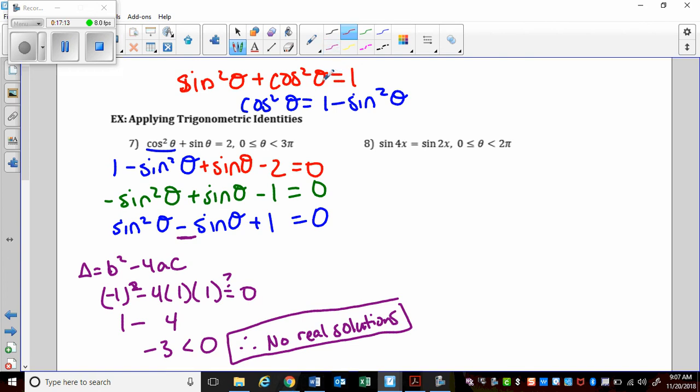Alrighty, and this one, it looks like I have an identity right here. So I wrote down the identity, sine of 2 theta equals 2 sine theta cosine theta. But this is sine of 2 times 2x. So I'm going to have 2 sine of 2x cosine of 2x equals sine of 2x.